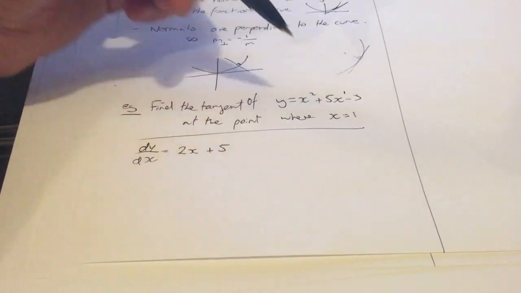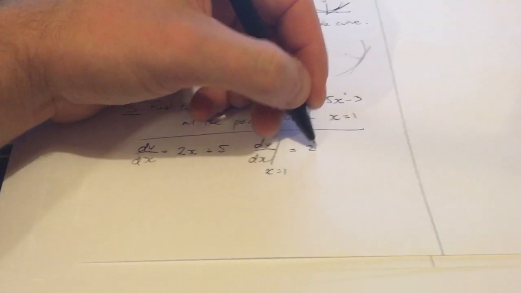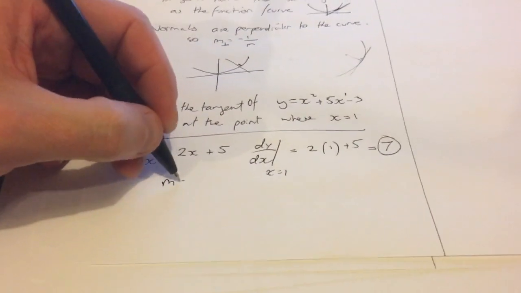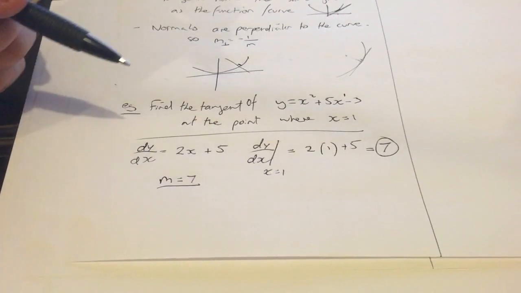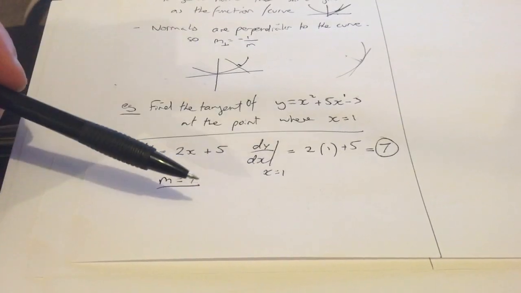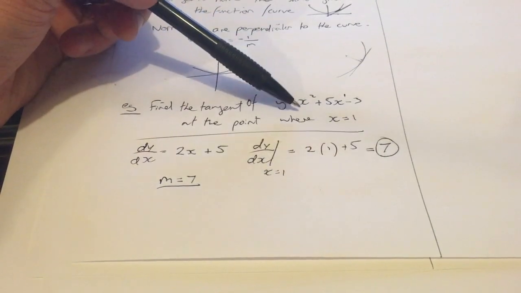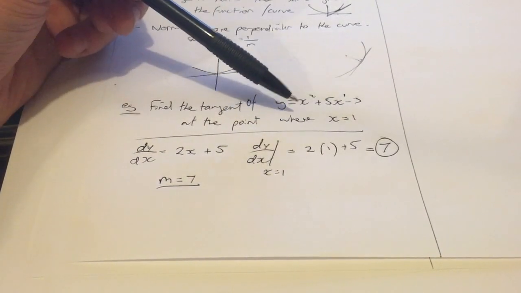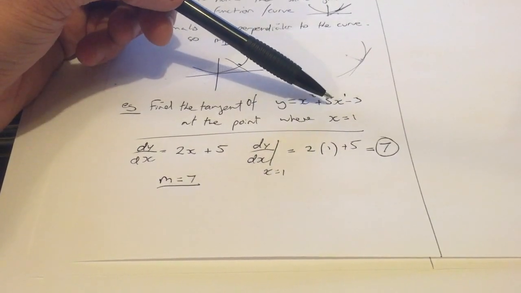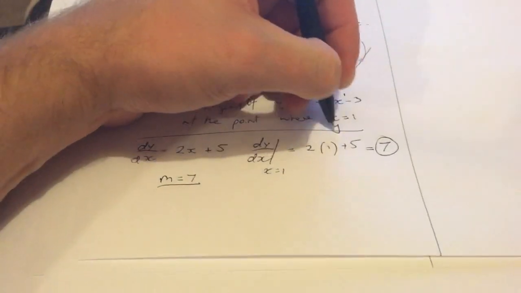Now we want the gradient when x is 1, so let's put x is 1 in, and we get 2 lots of 1 plus 5, which gives us 7. So our gradient for this tangent is 7. Now you need two things when you find the equation of a line: a point and a gradient. At the moment we don't have a y value, so I substitute x is 1 into our original function: 1 squared plus 5 times 1 minus 3. 1 plus 5 is 6, take 3, so y equals 3.